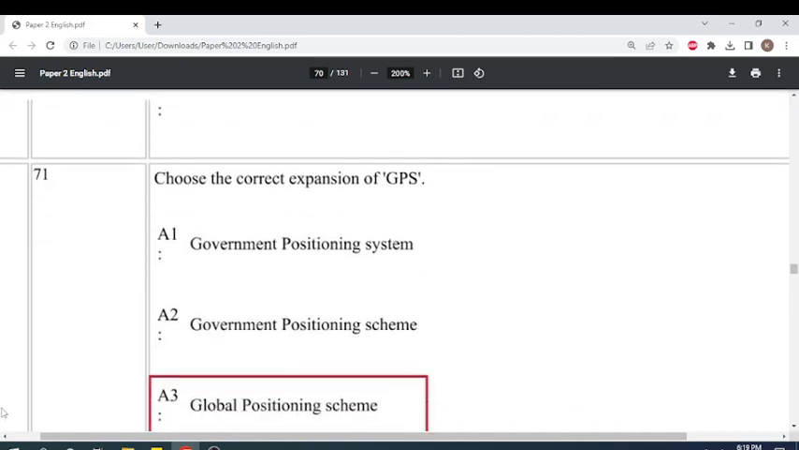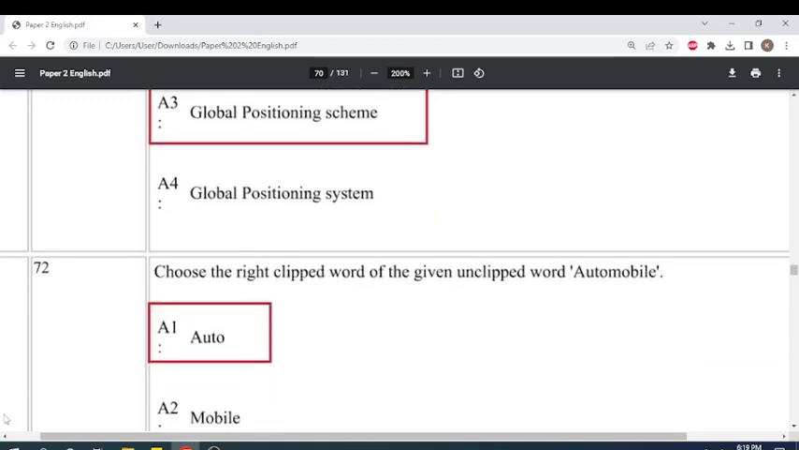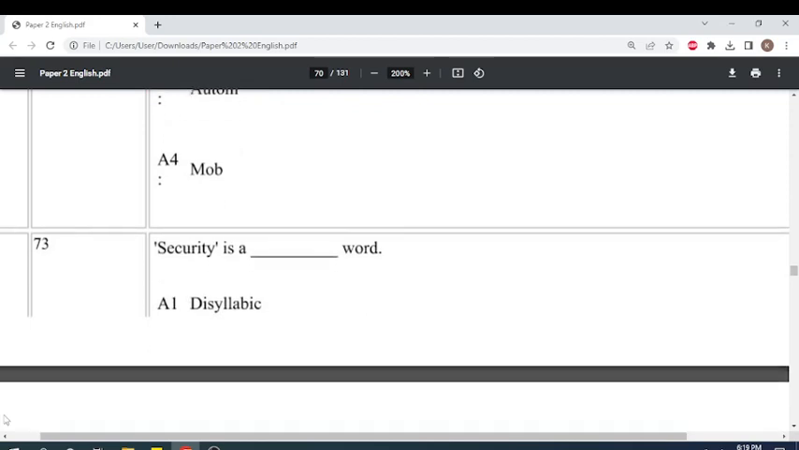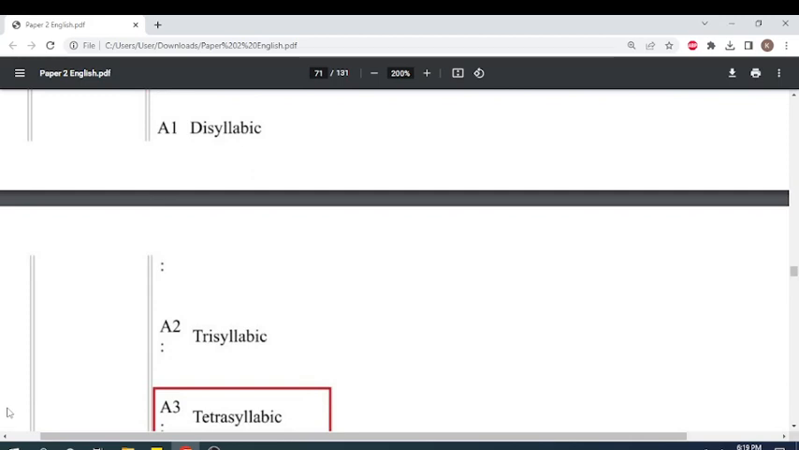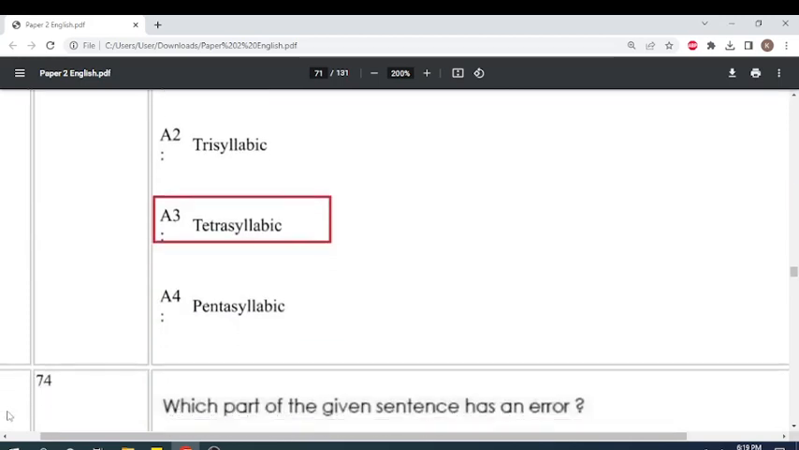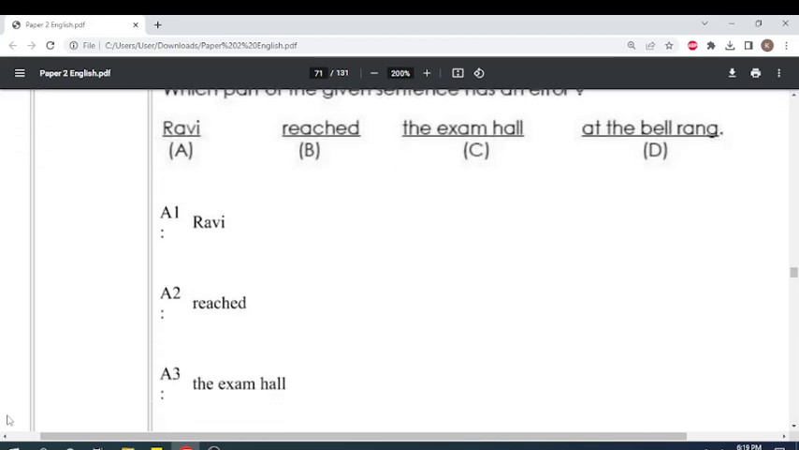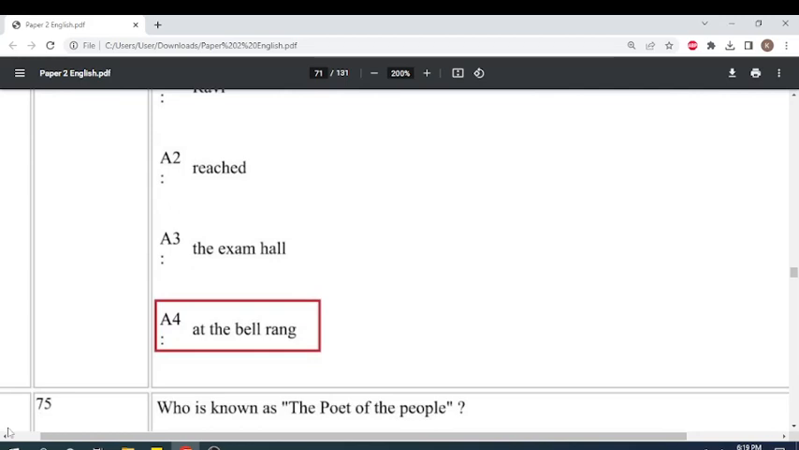71. Choose the correct expansion of GPS. Answer A3 Global Positioning Scheme. 72. Choose the right clipped word of the given unclipped word automobile. Answer A1 Auto. 73. Security is a dash word. Answer A3 tetrasyllabic. 74. Which part of the given sentence has an error? Ravi reached the exam hall at the bell rang. Answer A4 at the bell rang.